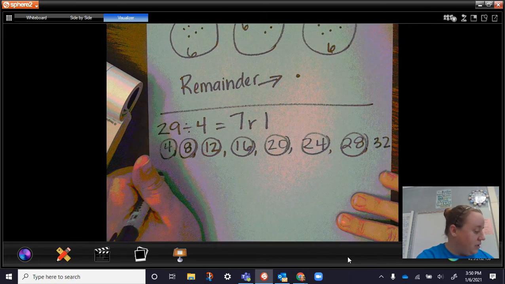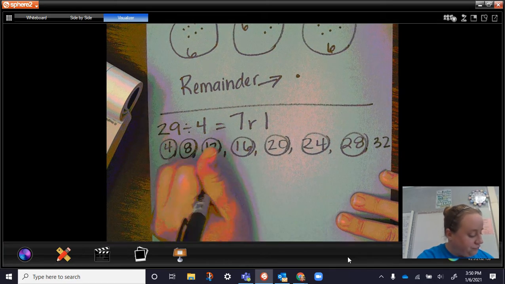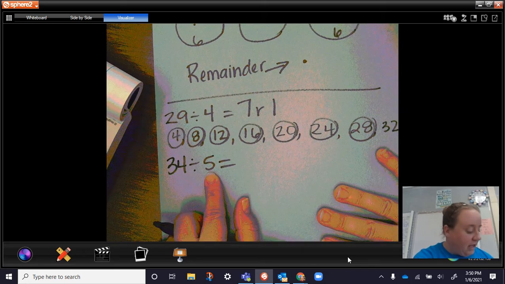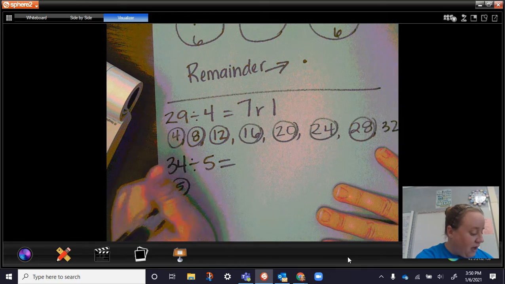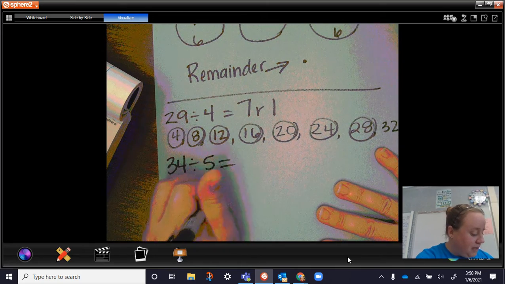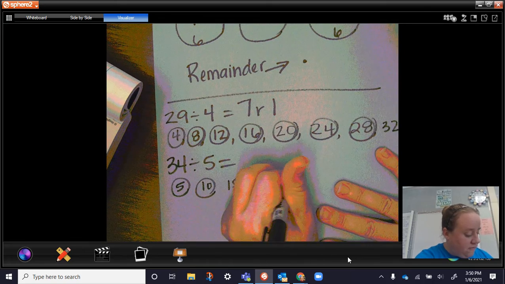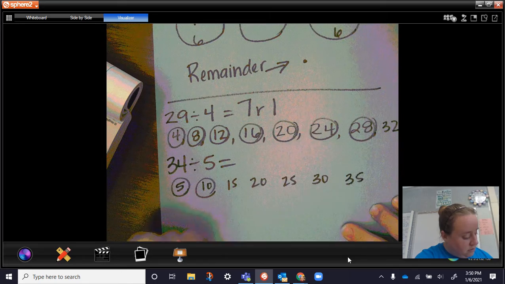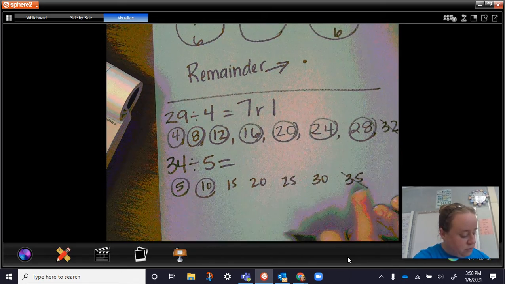All right, let's do another one. So 34 divided by 5. I'm thinking how many groups of 5 can I make with 34? So I know 1 group would be 5, 2 groups, that would put me at 10, 15, 20, 25, 30, 35. So let's see, I can't get to 35. Cross those out, that's too much.